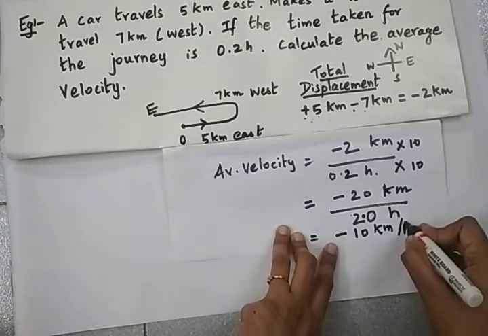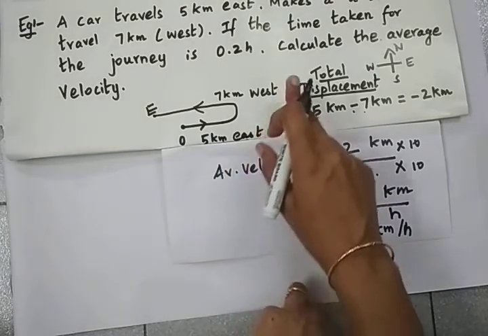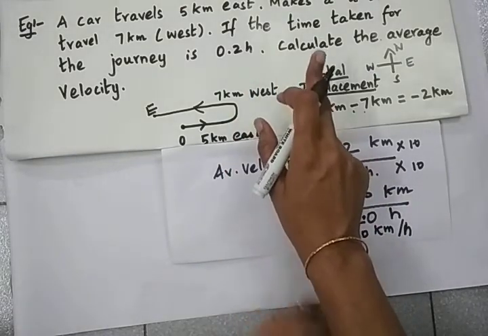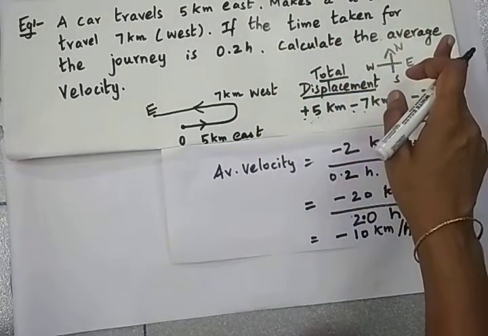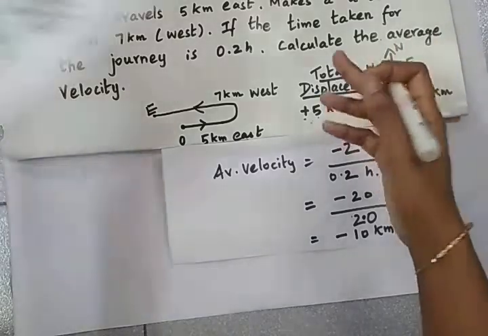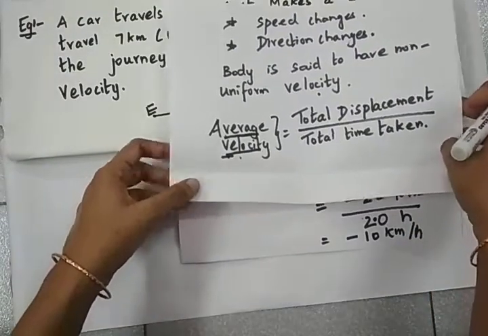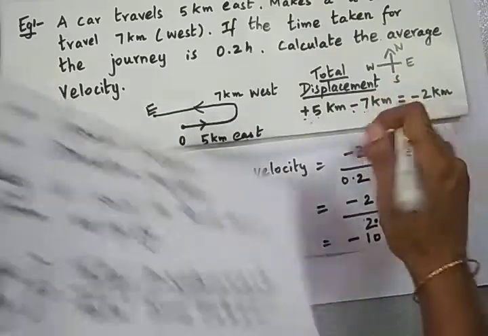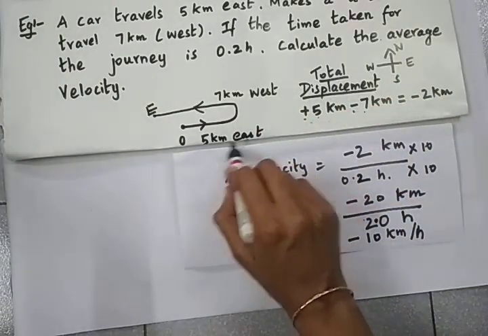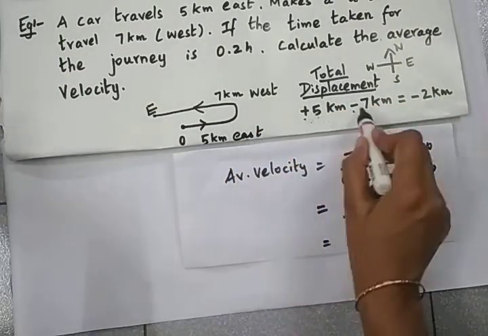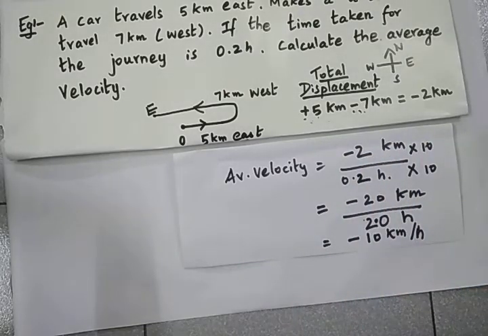This is the average velocity of the car as per the data given in this problem. So this is how we calculate the average velocity with the formula total displacement by total time taken. So remember that when you are writing the displacement, based on the direction, we have to use the signs. Hope you followed. Thank you.